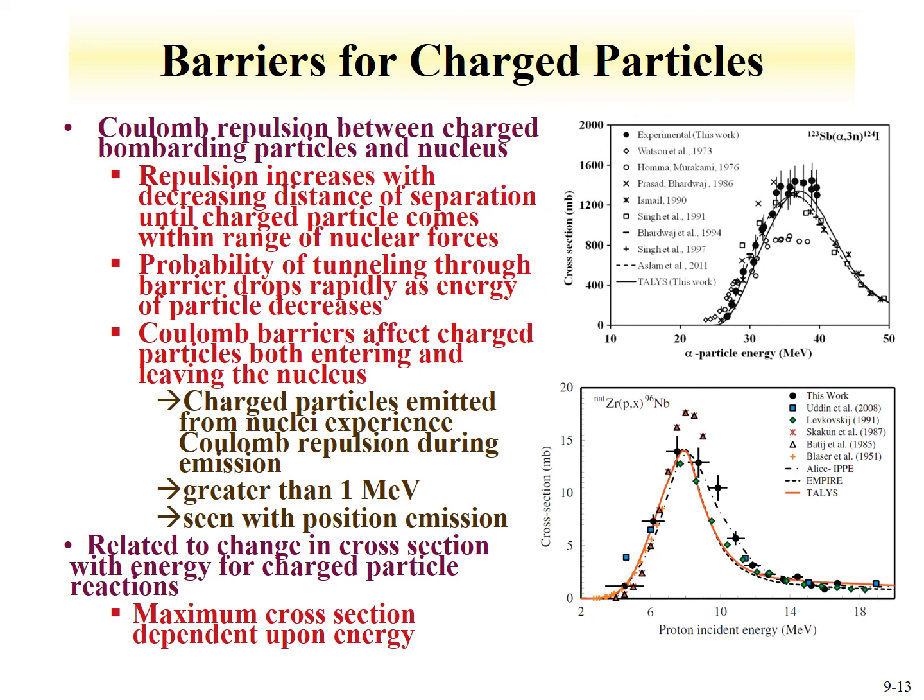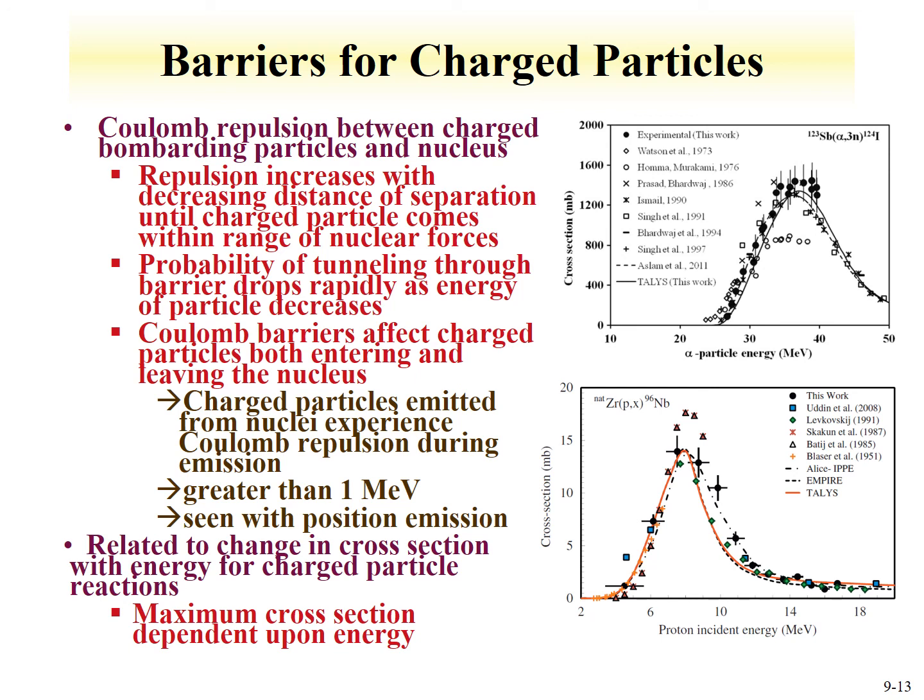Now it is possible for a particle to tunnel through the barrier and have a reaction, so it doesn't necessarily have to overcome the Coulomb barrier, but the probability of tunneling drops rapidly as the energy of the particle decreases. So at the lower energy end, we have a relatively low tunneling probability. However, this has been used for some reactions to drive a reaction below the Coulomb barrier and just rely upon the tunneling effect.